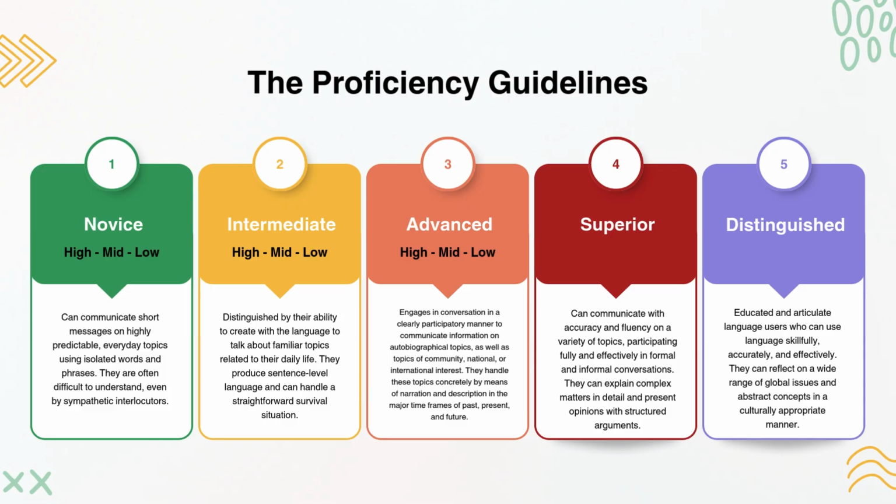The proficiency guidelines. The ACTFL proficiency guidelines describe what individuals can do with language in real world spontaneous situations, regardless of how or where they learned it. The guidelines identify 5 main levels of proficiency: novice, intermediate, advanced, superior, and distinguished. The major levels, advanced, intermediate, and novice, are subdivided into high, mid, and low sublevels.